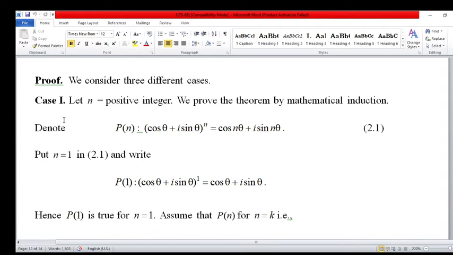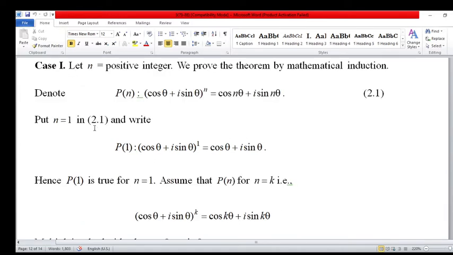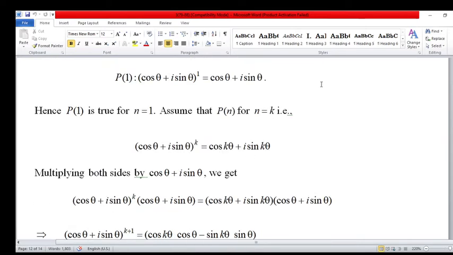Mathematical induction method means we start with n equal to 1. Put Pn as (cos theta plus i sin theta) raised to the power n is equal to cos n theta plus i sin n theta. For this method, the first step is to put n equal to 1. P1: (cos theta plus i sin theta) raised to the power 1 is equal to cos 1 theta plus i sin 1 theta. Hence Pn is true; this theorem is true for n equal to 1.